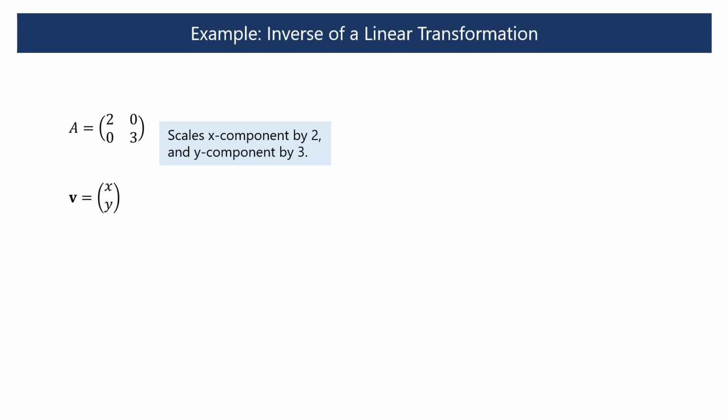Consider this matrix A. This matrix represents a scaling transformation. It scales the x component of any vector by 2 and the y component by 3. When we apply the matrix A to the vector V, the vector is transformed in this way.